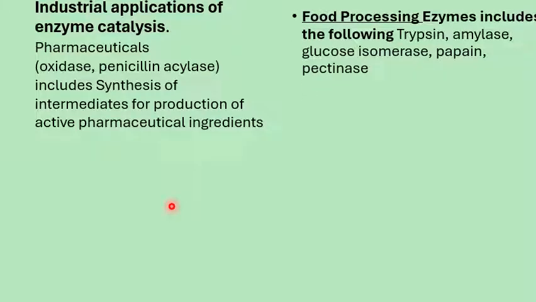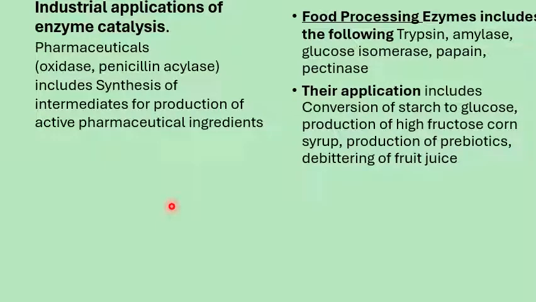We also have enzymes that are useful in food processing. Like I said in the beginning of the class, some of them are used as food preservatives, and some of them help in improving food quality. For food processing, the applications include conversion of starch to glucose and so on, and also production of prebiotics, clarification of fruit juice, and so on.